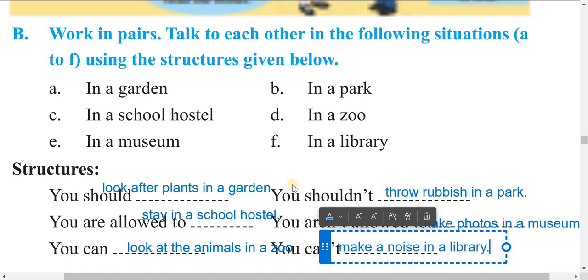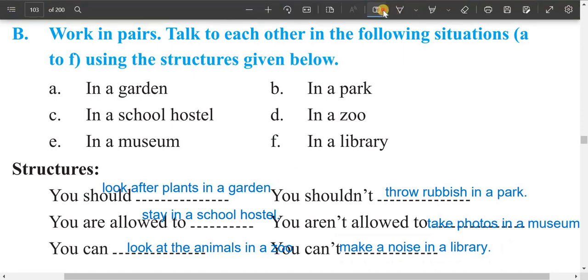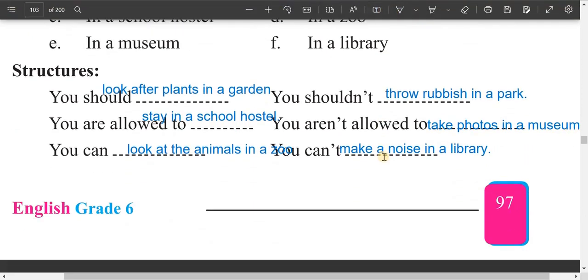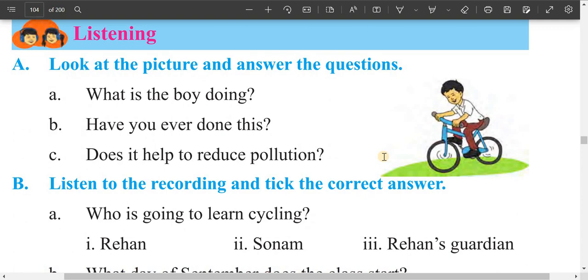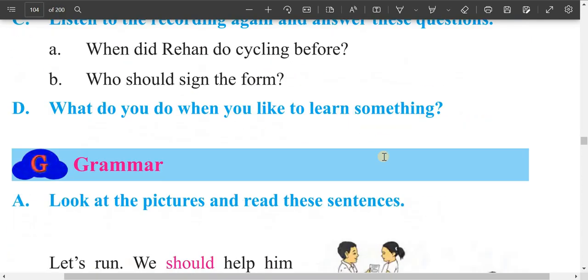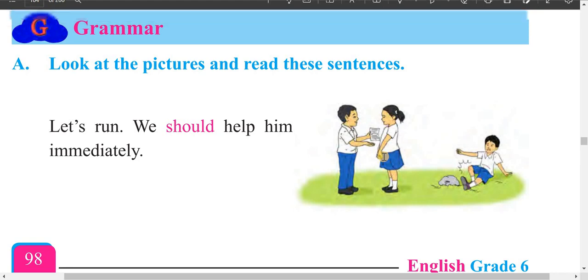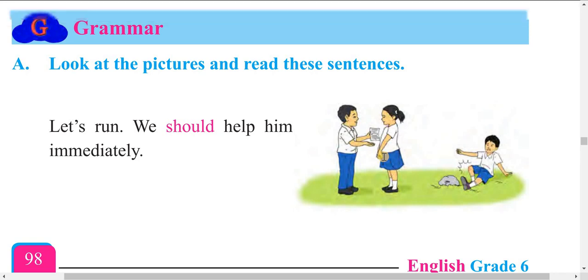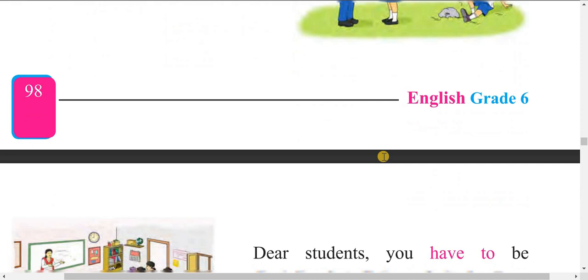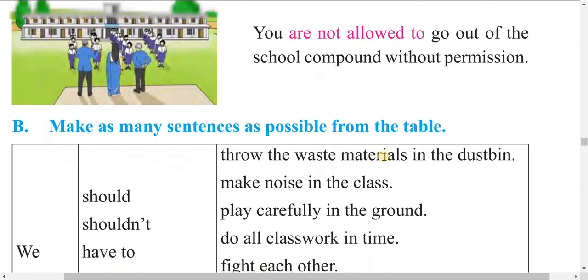Okay, dear students, let's do the next exercise. On listening, your teacher has already provided you a chance to listen and do the exercise. Now, here we'll do the next one.